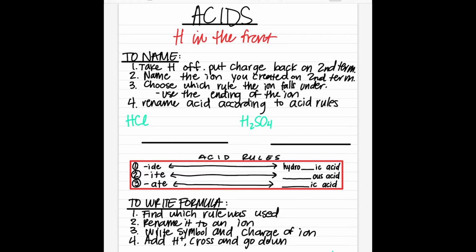Okay, so let's do this. Take the H off. That becomes Cl minus, because I put the charge back up top. Cl minus is called chloride ion. It's a single element on the front side of the periodic table. Chloride ion is going to be rule number 1, because I have IDE here and IDE here. So I take the root word and put it into that formula, and this is hydrochloric acid.